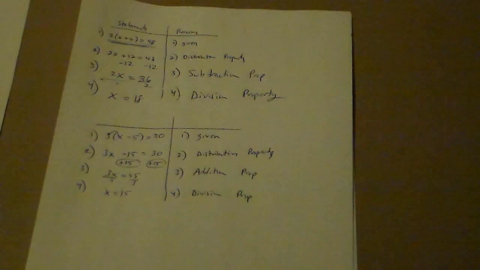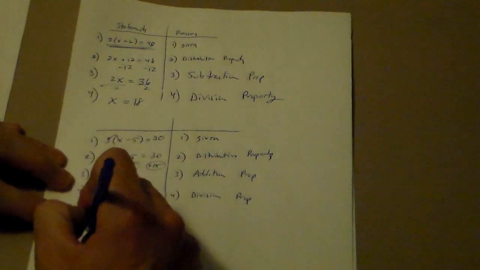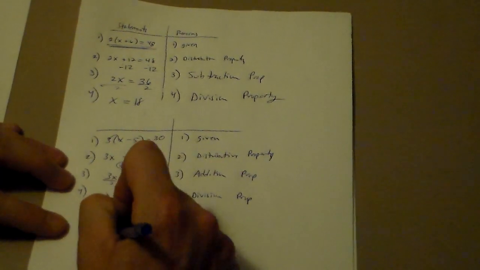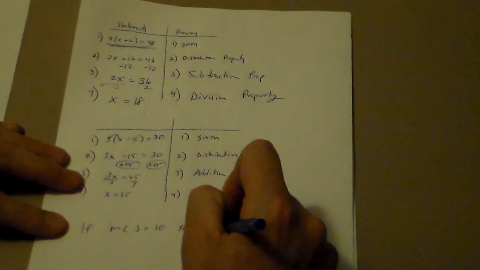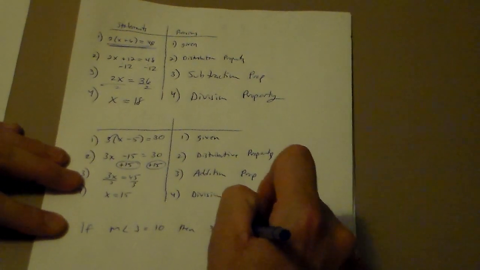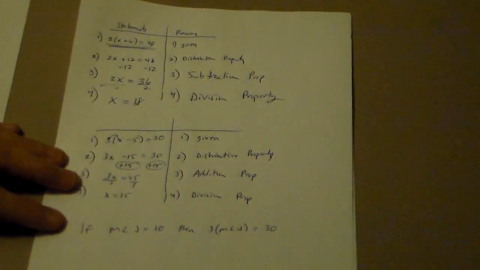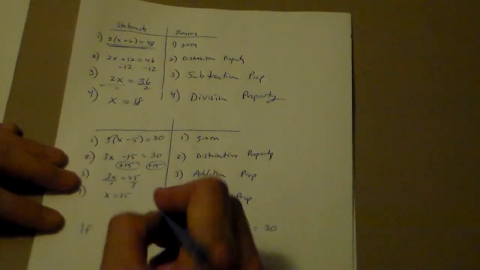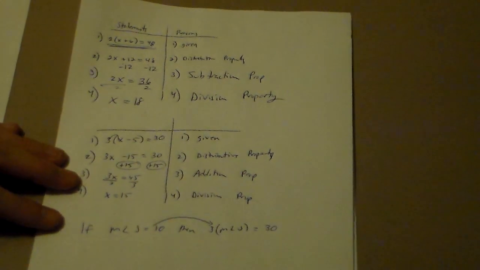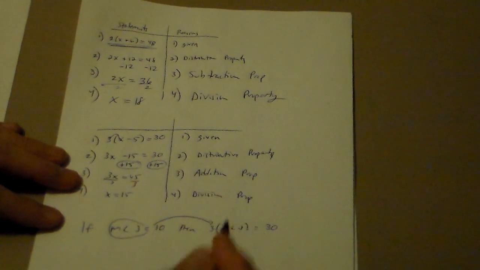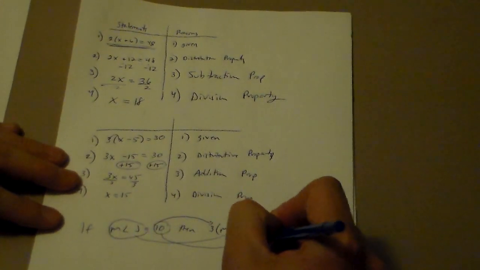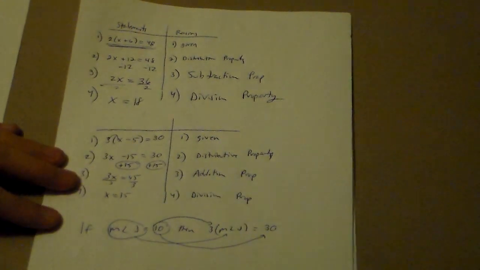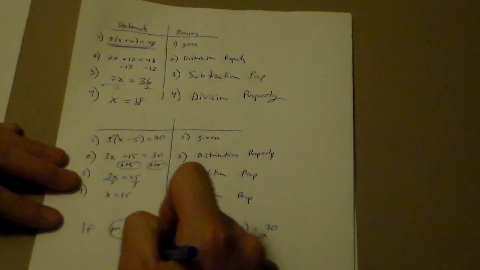Okay, so the only other thing that you'll look at with these is you could have something like this, all right? If the measure of angle J equals 10, then 3 times the measure of angle J equals 30. And so what you would do is ask yourself, how do you get from the if to the then? What am I doing to both sides? Here I have measure of angle J, here I have 3 times the measure of angle J. Here I have 10, and here I have 3 times 10. So what is that? I'm multiplying both sides. That's the multiplication property.